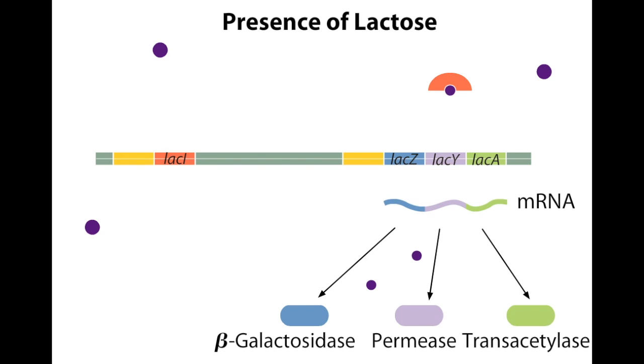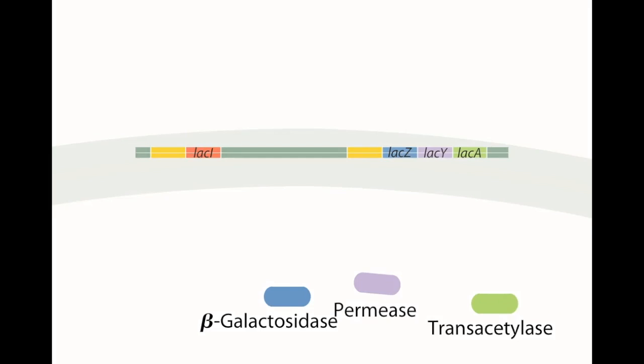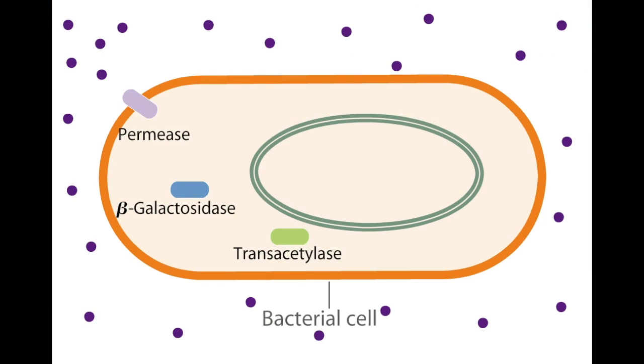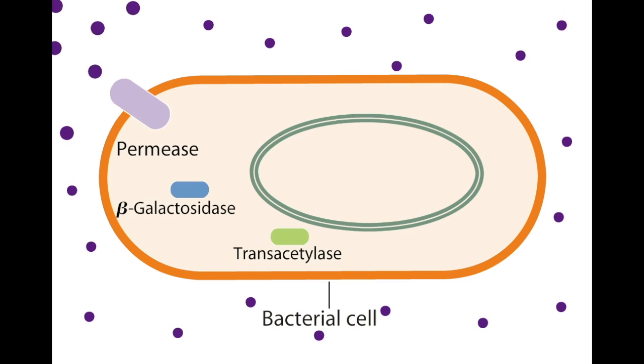Lactose is a carbohydrate found in milk. It can be metabolized by E. coli bacteria that reside in the mammalian gut. Because lactose is too large to diffuse across the bacterial membrane, it must be actively transported into the cell by permease, encoded by the Lac-Y gene of the lac operon.